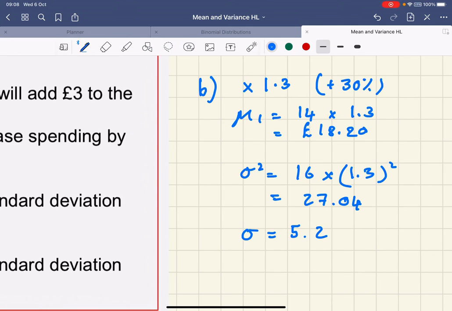But there's another way that I could have worked it out. Remember our standard deviation before was 4. If I times that by 1.3 without the square part, it gives me the 5.2. So there's two ways of working that out. The first way is obviously square rooting the variance, and the second way is just taking the standard deviation and multiplying it by 1.3.